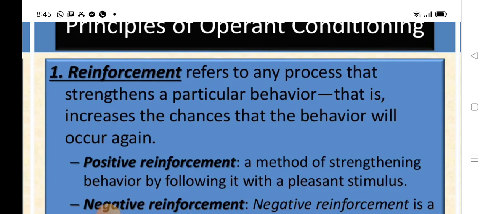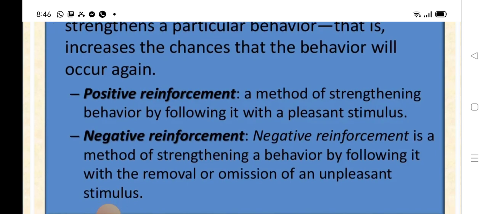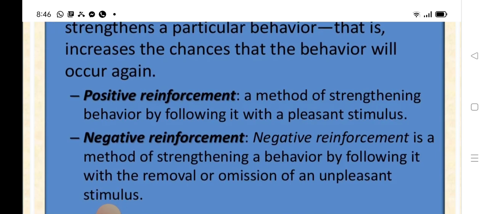Here in reinforcement, we have positive and negative. What about positive reinforcement? It's just a method of strengthening behavior by following it with a pleasant stimulus. It's a positive stimulus, a pleasant one. What about negative reinforcement? Negative reinforcement is a method of also strengthening behavior by following it with the removal or omission of an unpleasant stimulus. So this is for what? For getting rid of or removing the unpleasant stimulus.